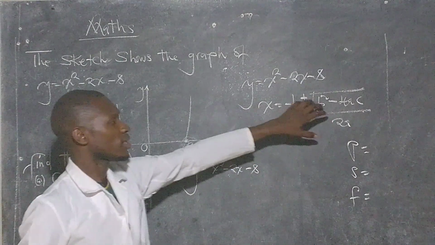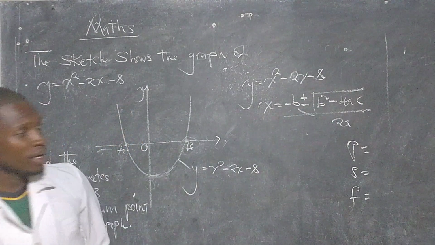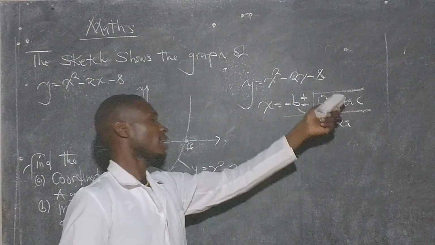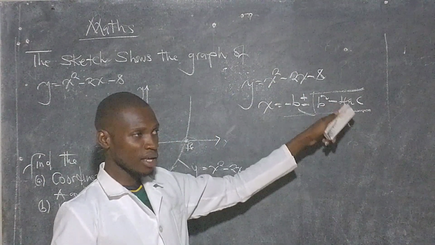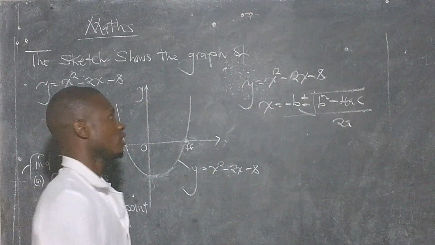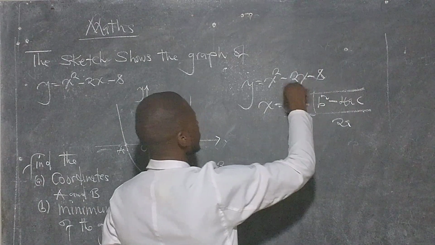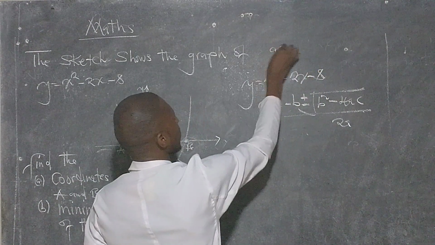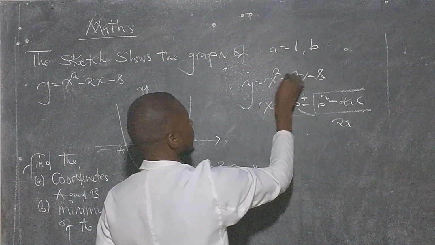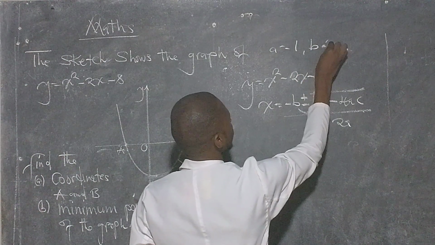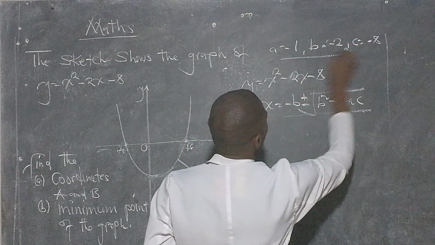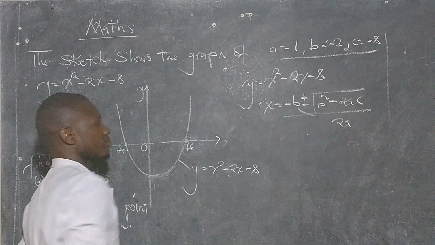So let's start with the first one. We know that in this paper we don't use the calculator, but they give values which will give you a perfect square inside, which will give you the answer without challenges. For example, the data we have here is that A is 1, B is -2, and C is -8. So this is our data from the equation.